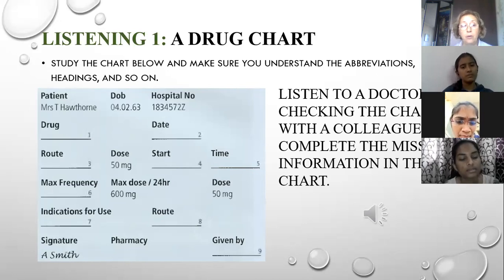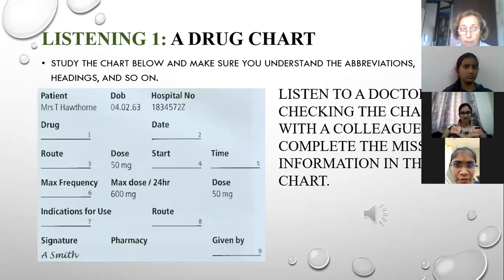Okay. Route. By mouth, or intravenous. Okay. Then there is dose of 50 milligrams. Start and time. What should we write here? When should they start taking it? And which time? At what time we have to take that medicine? Okay. Maximum frequency, number 6. Once or twice. How many milligrams or grams per day? So how many times should the patient take this maximum dose?